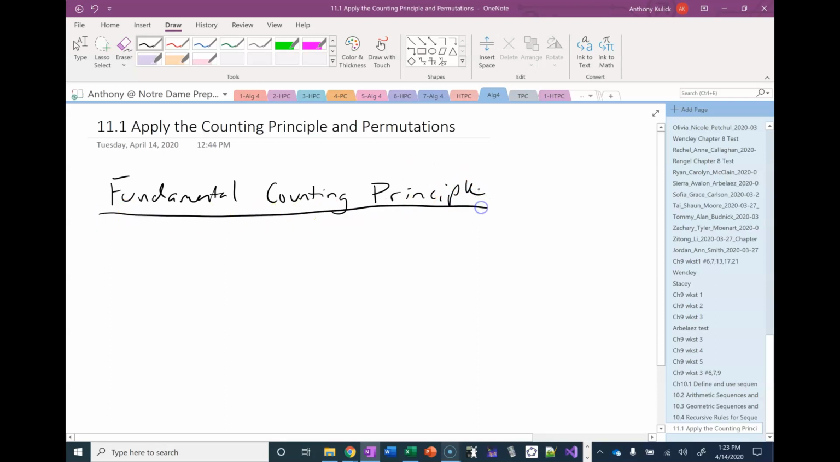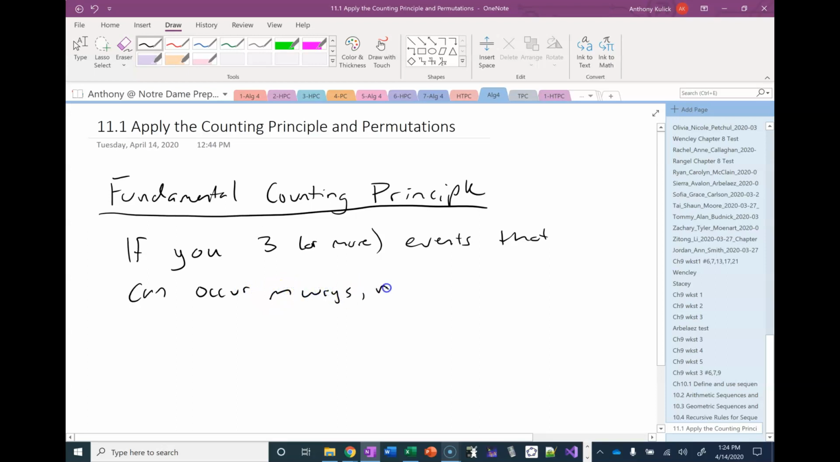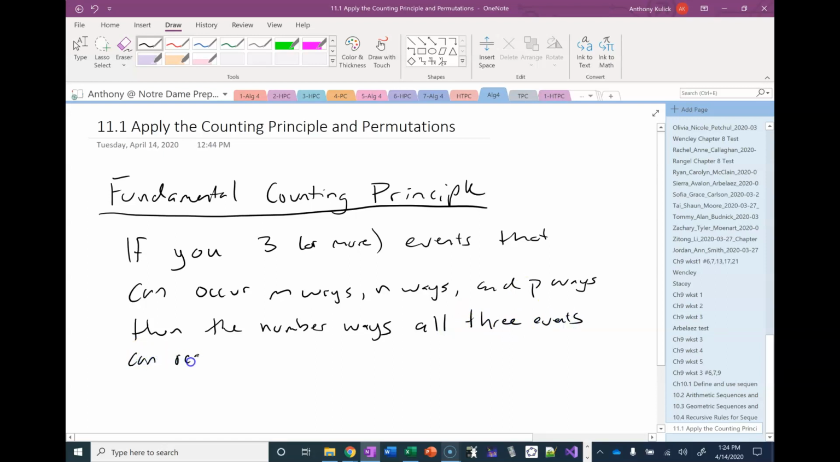And what the fundamental principle says is, if you have three, I guess, or more events that can occur m ways, n ways, and p ways, respectively, then the number of ways all three events can occur is m times n times p.